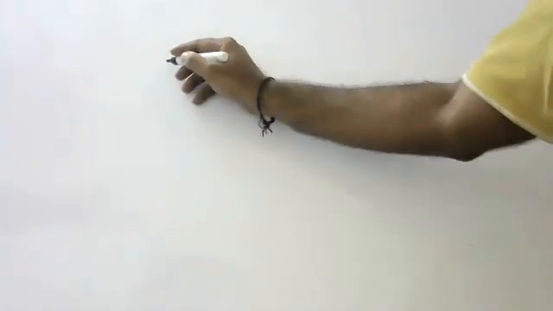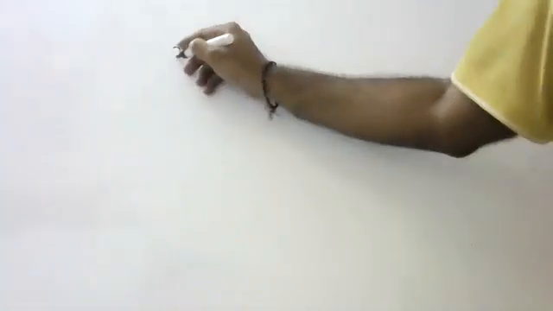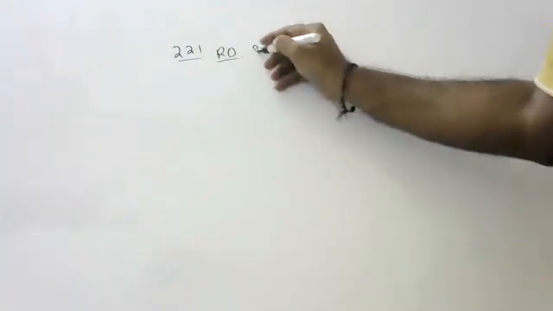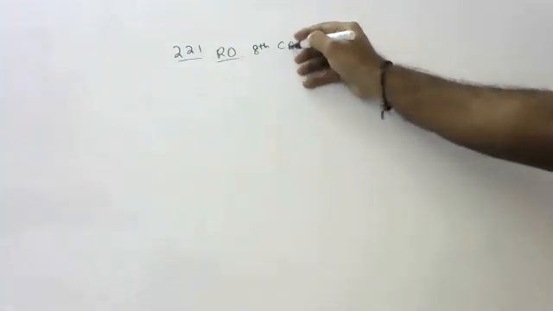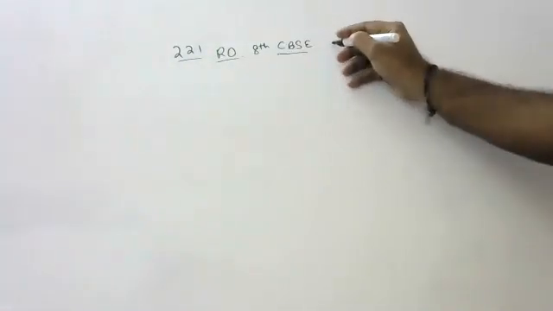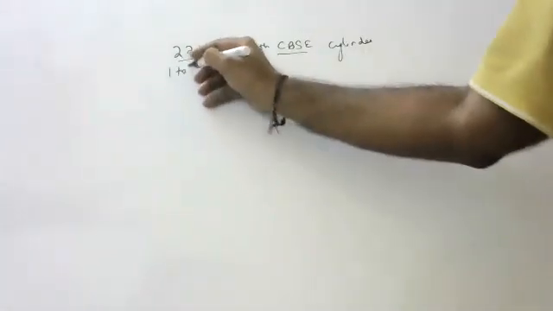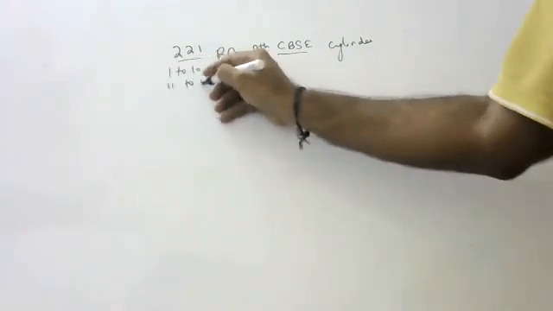Okay, children, so we'll continue with Adi Sharma. Yesterday we were discussing exercise number 22.1, Adi Sharma, Class 8 CBSE. The topic is cylinders. Yesterday I told you sums 1 to 10. Today we'll discuss sums 11 to 19.